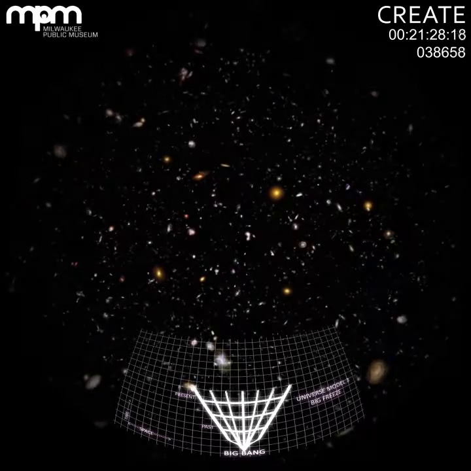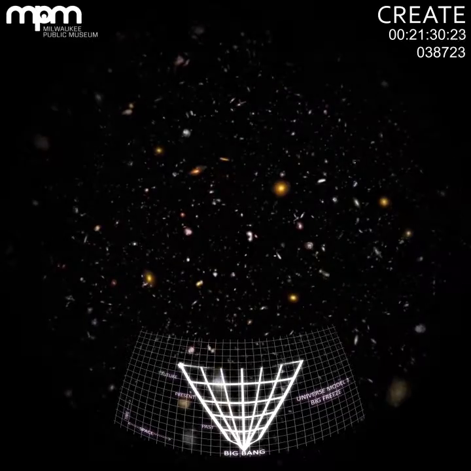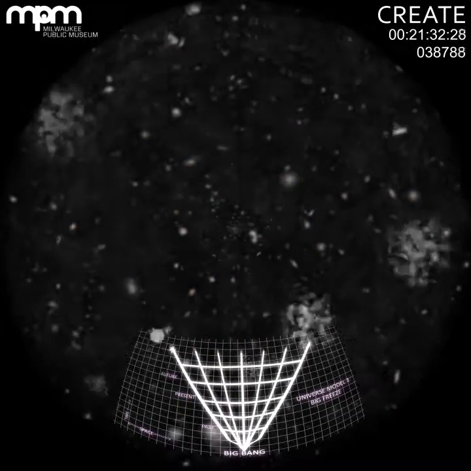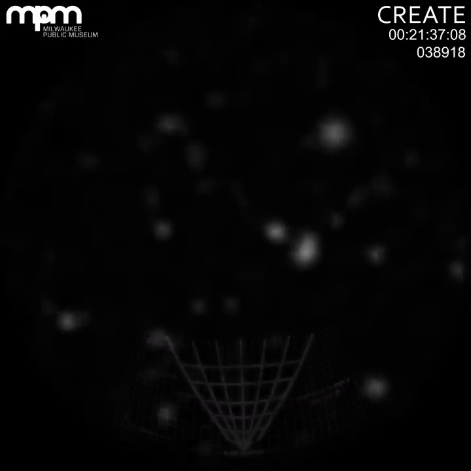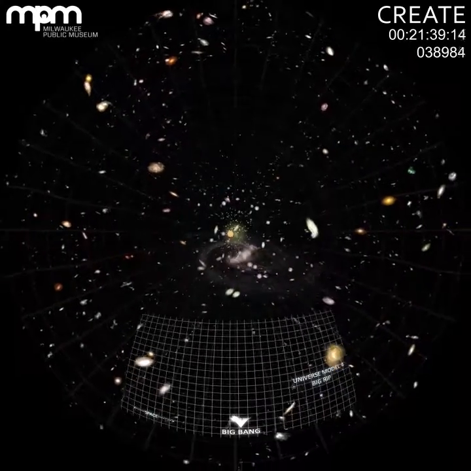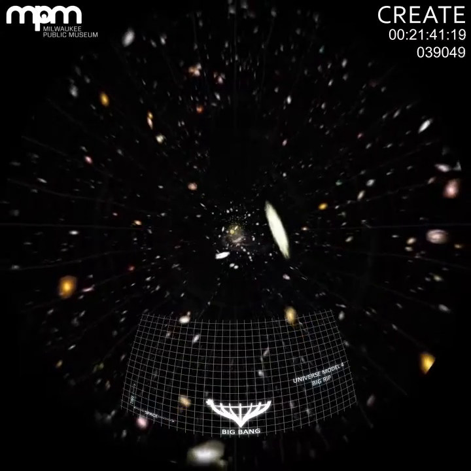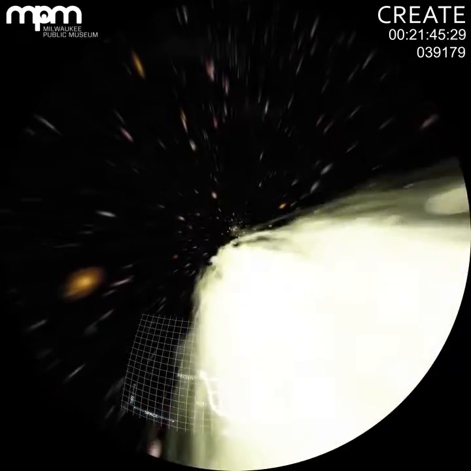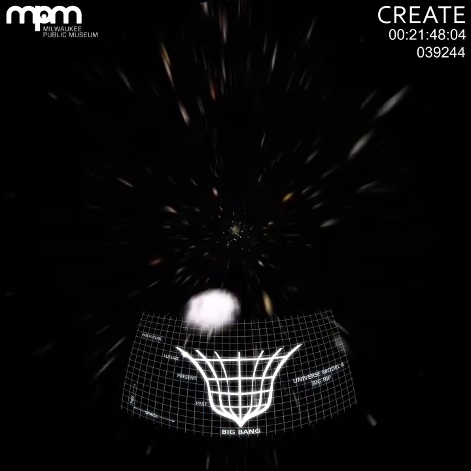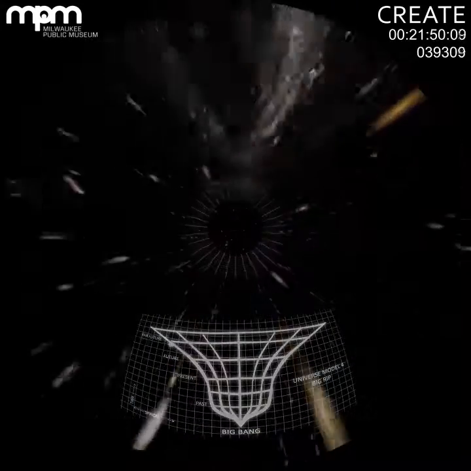The Big Freeze is when everything keeps expanding. Eventually, all of the stars die and only cold gas remains. The Big Rip is when everything is torn apart by the expansion of the universe. Recently, we learned that space is actually accelerating because of dark energy.